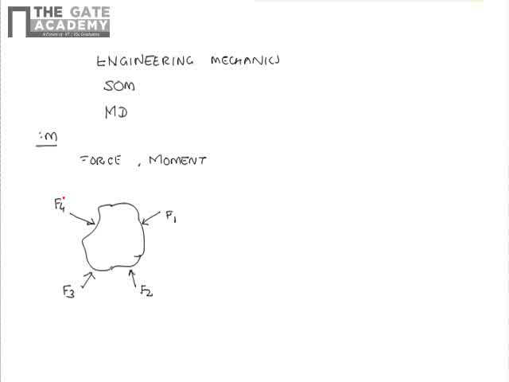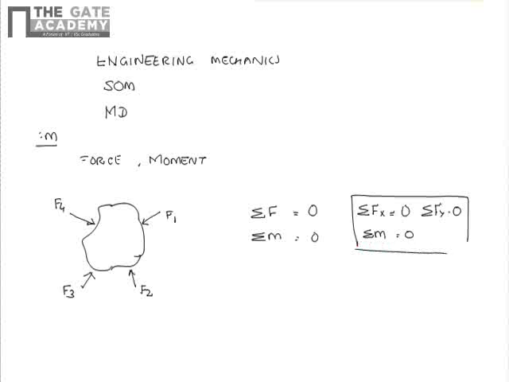Also, the necessary condition for static and dynamic equilibrium of a body was dealt with in engineering mechanics. This is a very fundamental and important concept. That is, for static equilibrium of a body, the summation of all the forces acting on the body should be equal to 0, and the summation of all the moments also should vanish. That is, if it is a two-dimensional problem, you have sigma Fx equal to 0, sigma Fy equal to 0, and sigma M equal to 0. These are the conditions for static equilibrium of a body. So this we have seen in engineering mechanics. Also, we have seen the concept of moment of inertia.